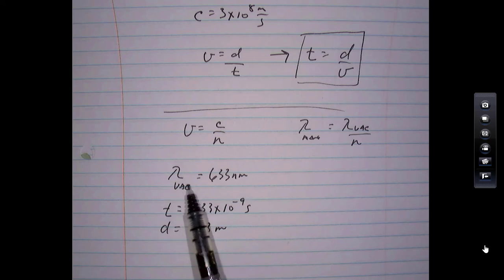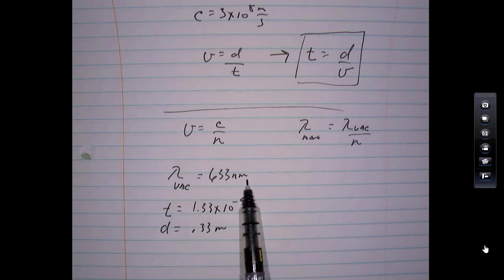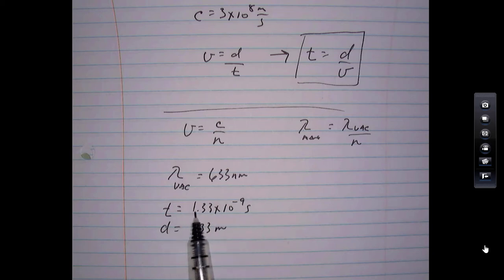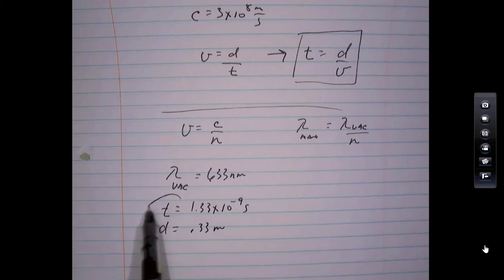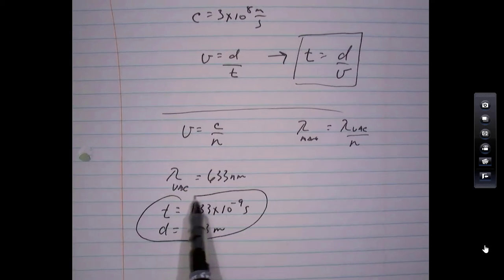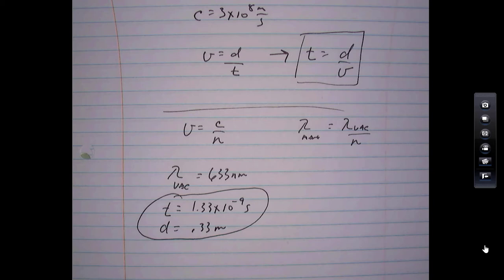They're telling us the wavelength in a vacuum is 633 nanometers, so 633 times 10 to the minus 9th meters. The amount of time it takes to go through a material that's 33 centimeters thick is 1.33 nanoseconds. From this information, similar to what we did in the last problem, you could figure out the speed in the material. The speed in the material would be the distance divided by the time.